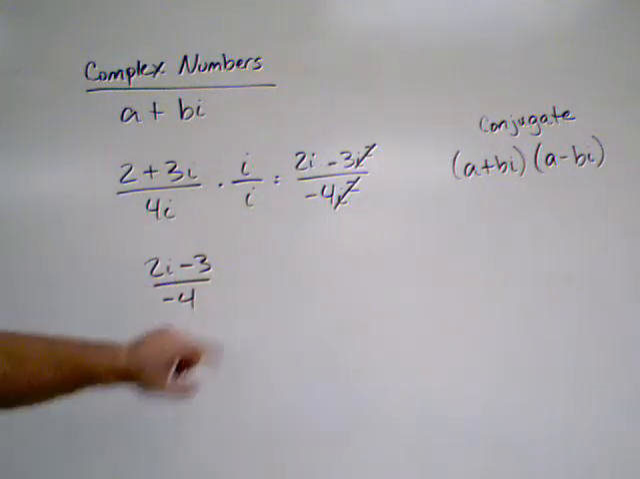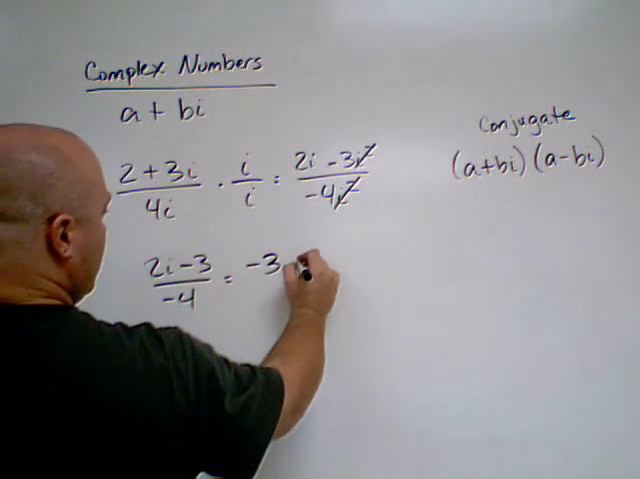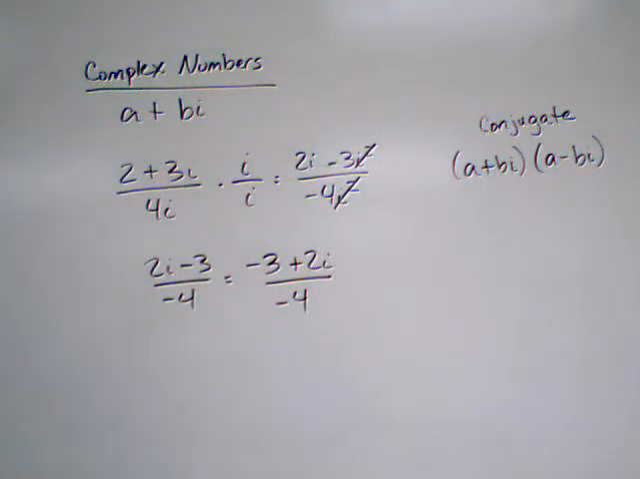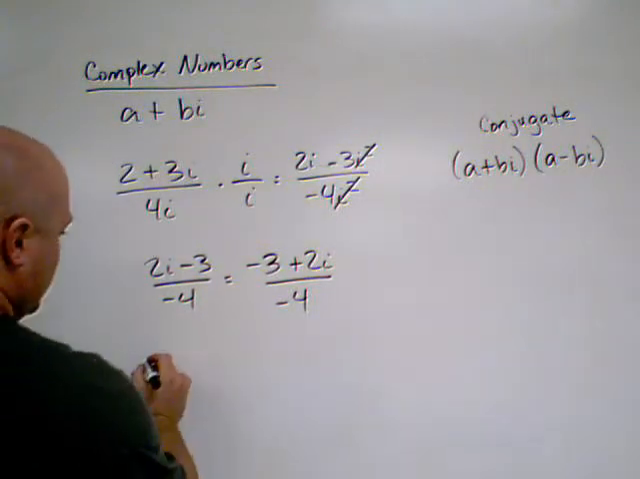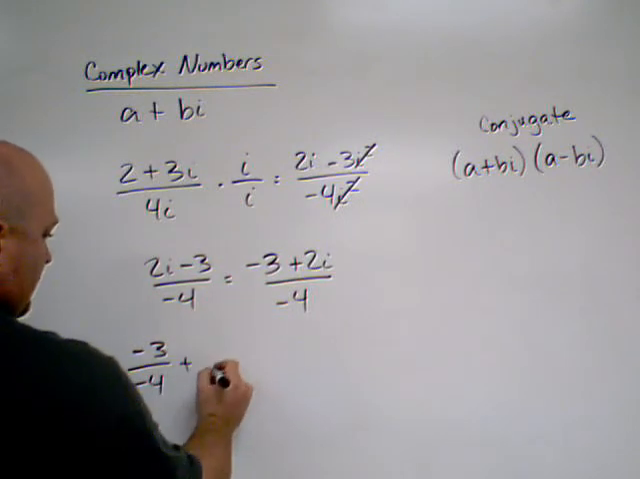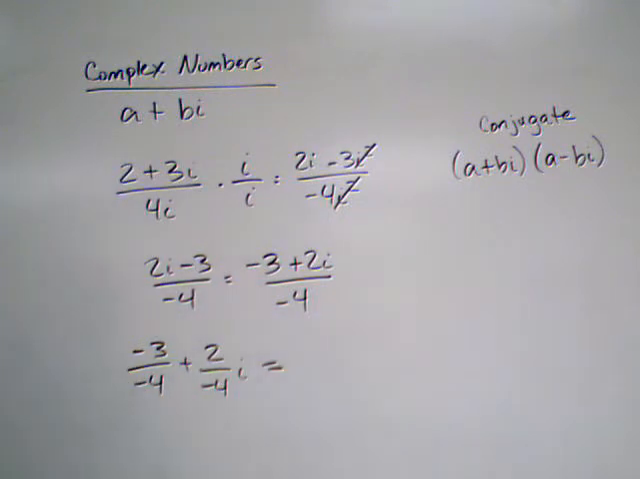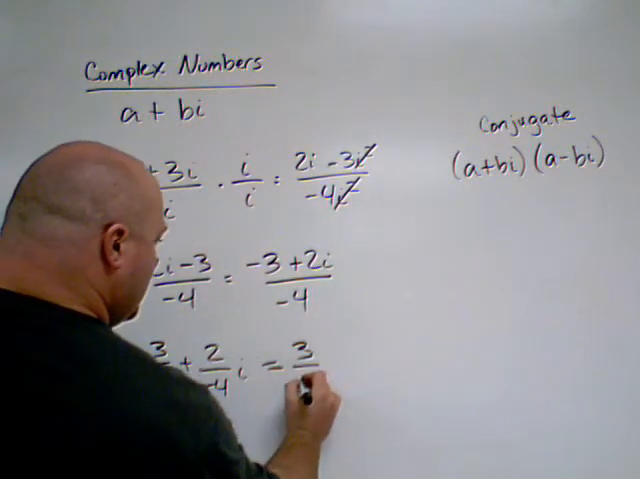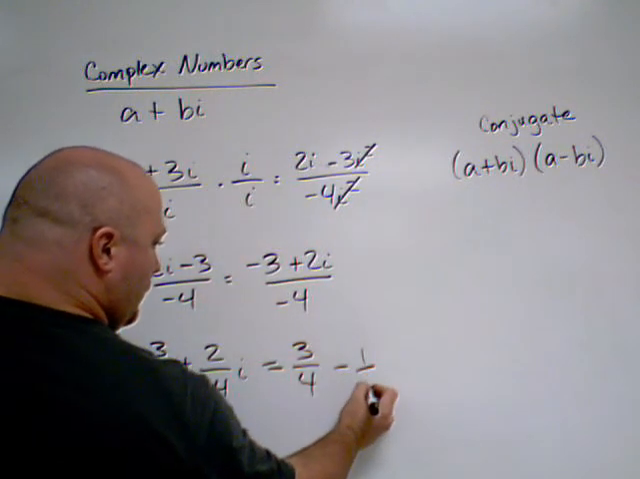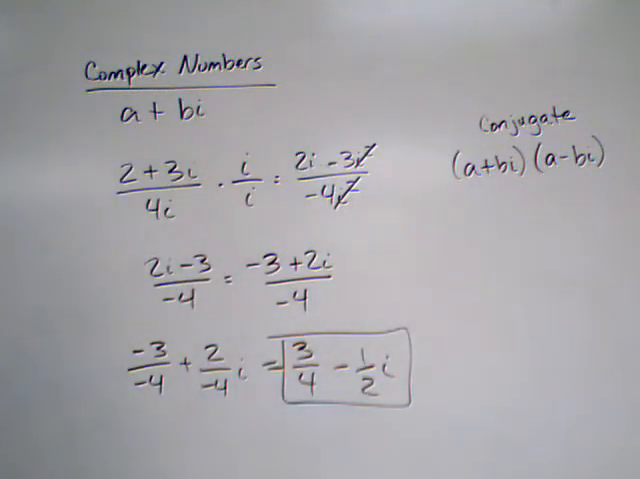Alright? Well, we want to put this in standard form. So we're going to switch places. Negative 3 plus 2i over negative 4. And now we're going to split it up into standard form. So negative 3 over negative 4 plus 2 over negative 4i. This, of course, can be simplified a little more. 3 over 4 minus 1/2 i. And there is our answer.